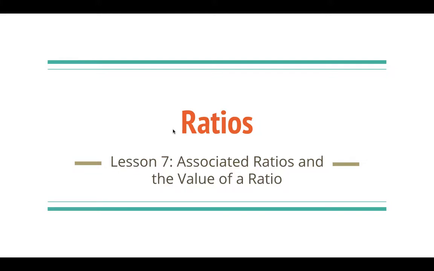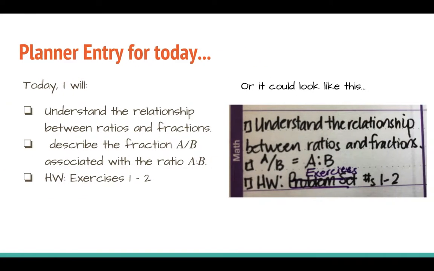Hi all, this is Ratios, Lesson 7, Associated Ratios and the Value of a Ratio. Your planner entry for today should say, today I will understand the relationship between ratios and fractions, describe the fraction a over b associated with the ratio a to b, and your homework, if you do not finish your work in class, should say exercises 1 to 2.